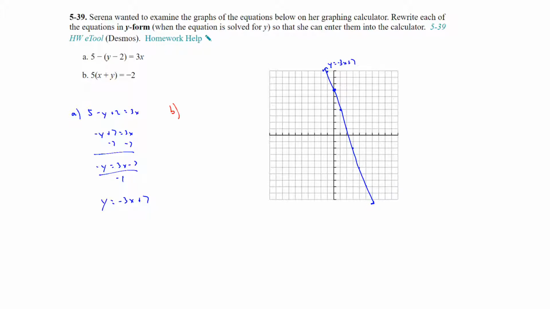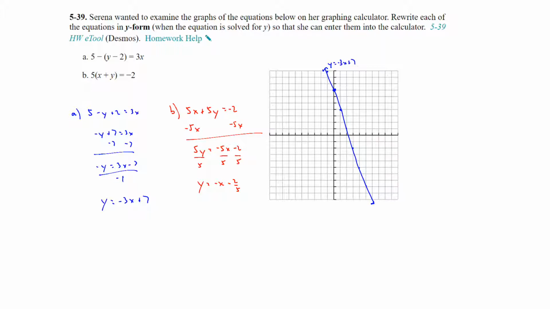And then on B, if I distribute the 5, that's 5x plus 5y equals negative 2. Subtract the 5x from both sides. You get 5y equals negative 5x minus 2. Divide by 5. And we get y equals negative x minus 2/5. Now, because your y-intercept on this one is not necessarily the best in terms of being able to graph it, that's part of the reason why they're saying use the calculator.